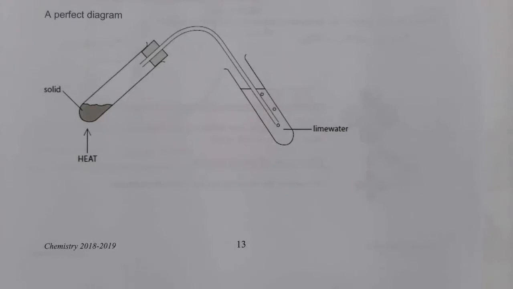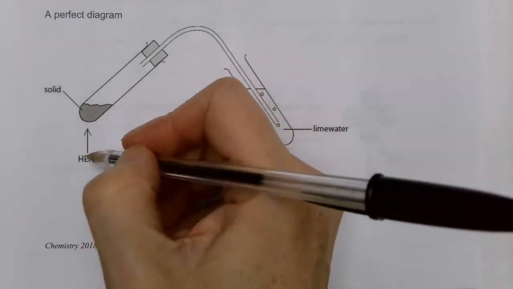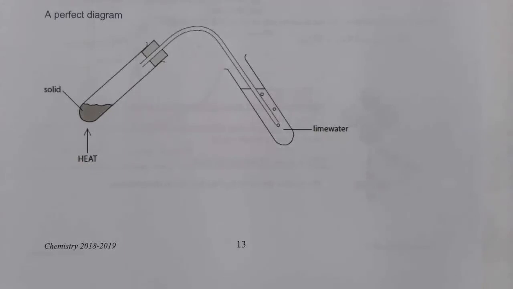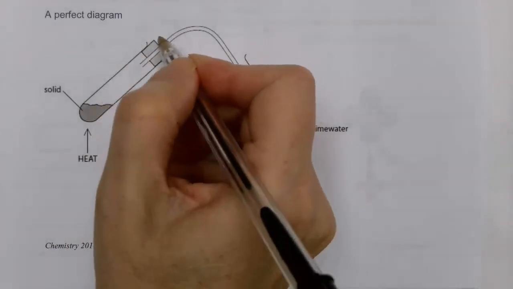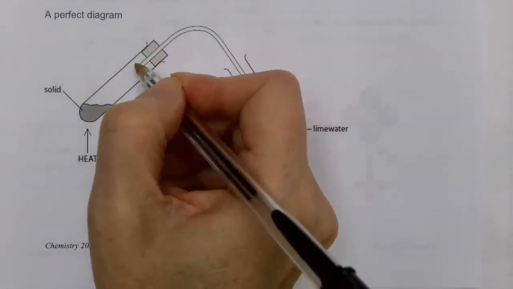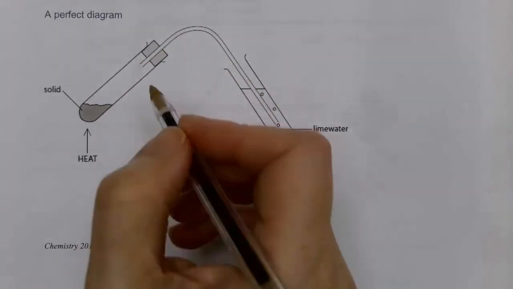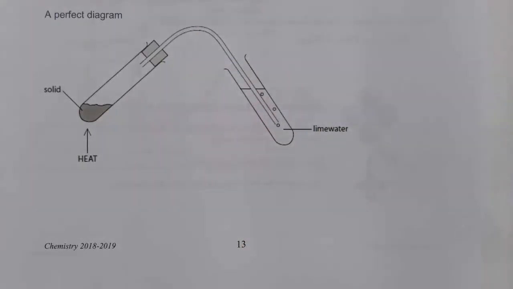Here is the perfect diagram. This is what you should be drawing. So heat, that's quite acceptable. You've got your solid cross section here with your bung, with your delivery tube going through your bung, going into the lime water. And they've even drawn a couple of little bubbles here to represent the carbon dioxide gas coming off. It's nicely labelled, simple and quick to draw.